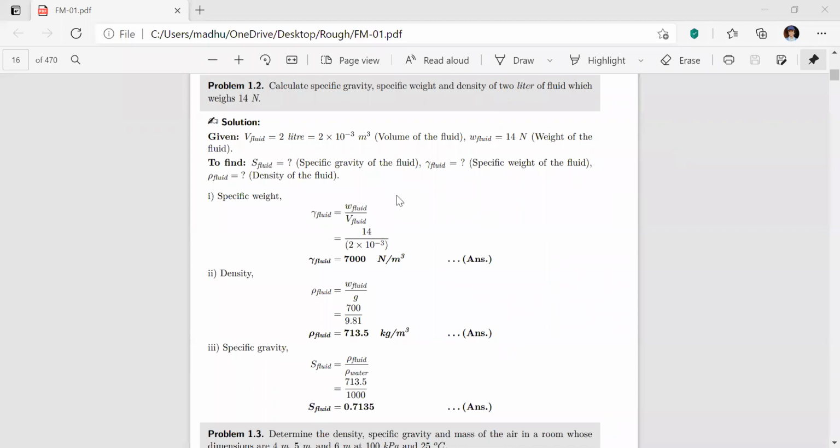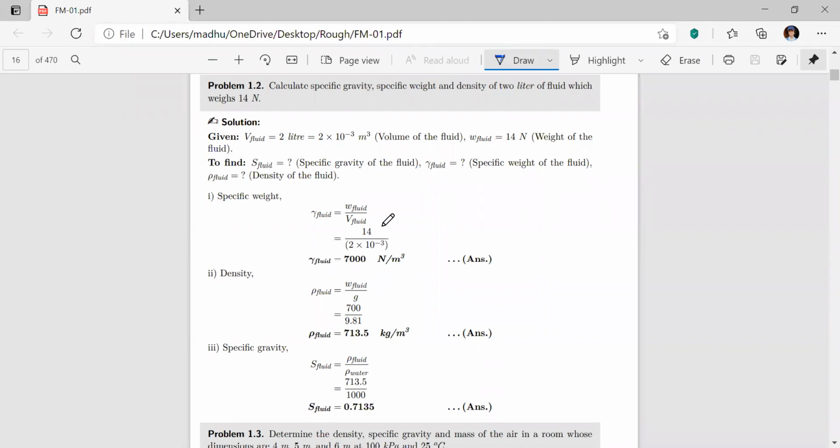Good morning. So yesterday we had given a problem. In that problem, we discussed how to calculate the specific gravity, specific weight, and density of 2 liters of fluid which weighs 14 Newton. So this was the problem. I think you have gone through the problem.